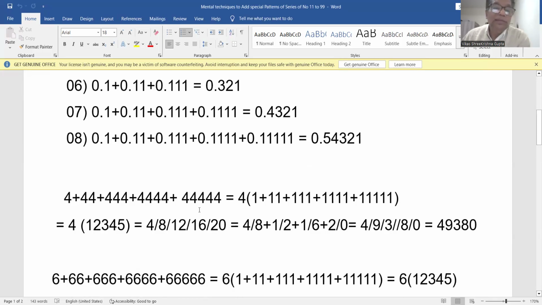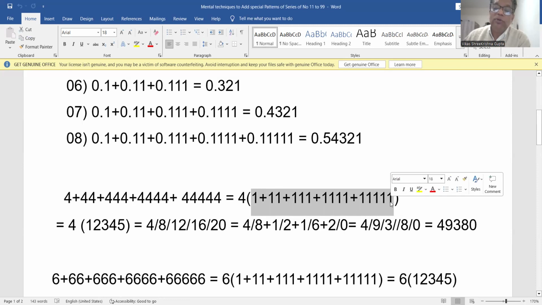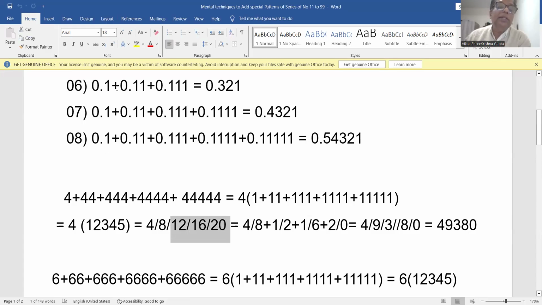Now here you see, in this series, I can take 4 common out and the number becomes 1, double 1, triple 1, 4 ones and 5 ones. Now I know this answer. What is the answer for this number? 12345, that I have shown you previously. The answer for this number is 12345 and 4 is outside. So I multiply 4 by all these numbers. 4 into 1 is 4, 4 into 2 is 8, 4 times 3 is 12, 4 times 4 is 16, 4 times 5 is 20. Now as you can see, these three numbers 12, 16, 20 are double digit numbers, and I do not require a double digit number. I require a single digit number.